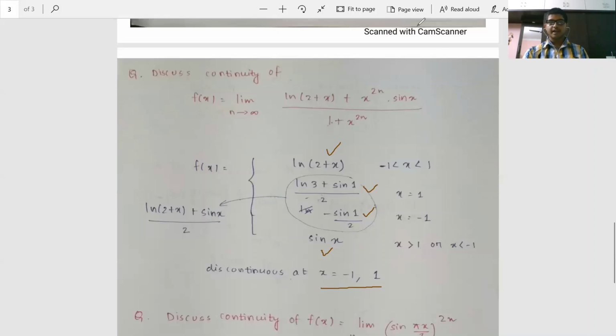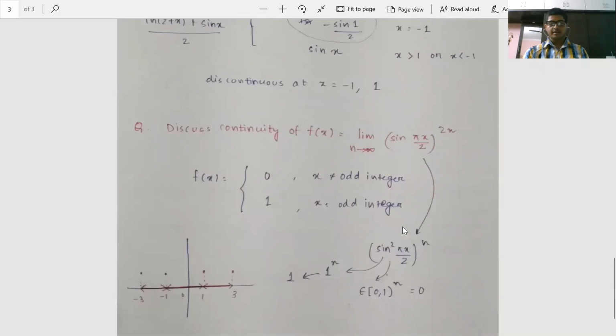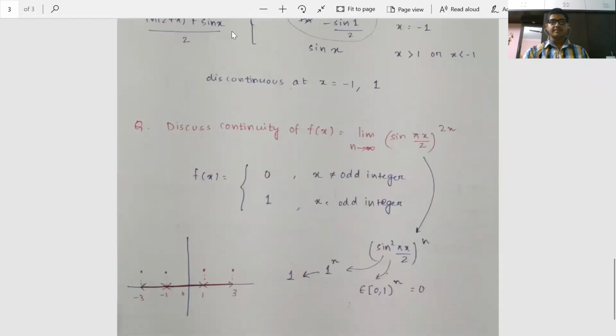Fine. Let us move to the last question of this session. The question is a similar type of question. Okay. The question asks you again to discuss the continuity of function f(x), which is defined as f(x) is equal to limit n tends to infinity of sine of pi by 2x whole to the power 2n. This is n. Okay. This is x and this is power 2n. So if you want, you can again hit the pause button and try. Let's hope you have tried, and let me proceed to the solution.